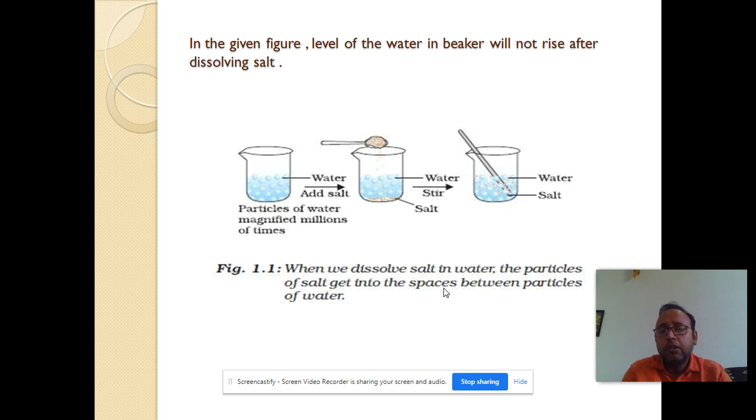In this figure, you can see the level of the water in the beaker will not rise after dissolving salt. What does it show? It shows that there are interparticle spaces between the particles of matter. Like when you take 100 ml of water in a beaker and add salt, a little bit of level may rise, but when you keep on dissolving this salt in that beaker, the level becomes equal as it was earlier. So it shows that the salt particles just occupied the spaces which were available in the water.